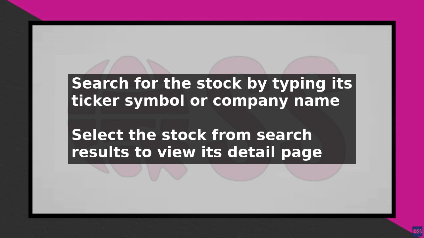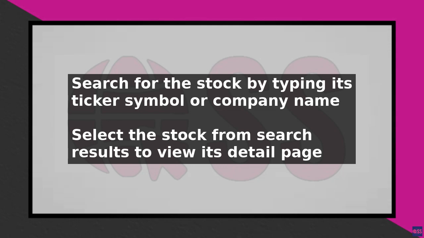To enter a trade, tap the trade button at the bottom of the screen. You will then be asked to choose the type of trade you want to make, either a market order or a limit order. A market order will execute immediately at the current market price, while a limit order will only execute if the stock reaches a certain price that you specify.